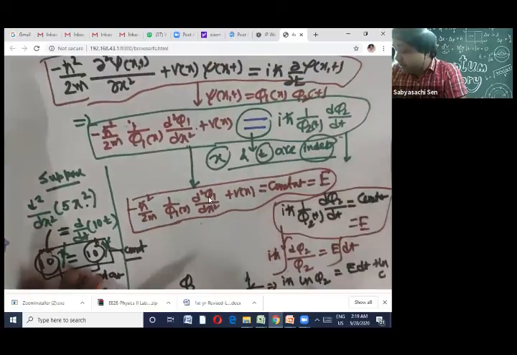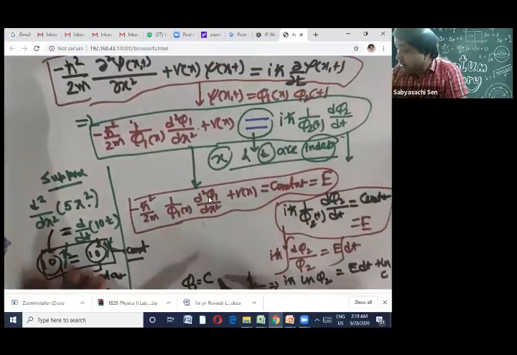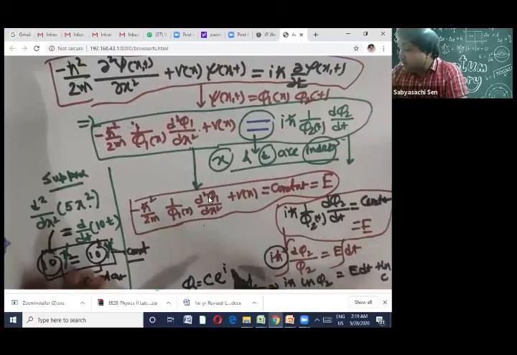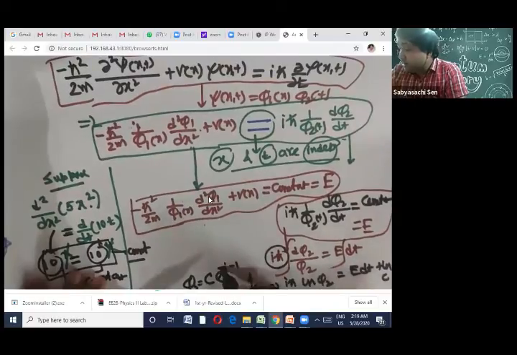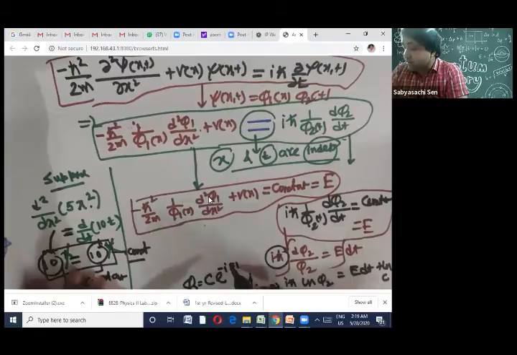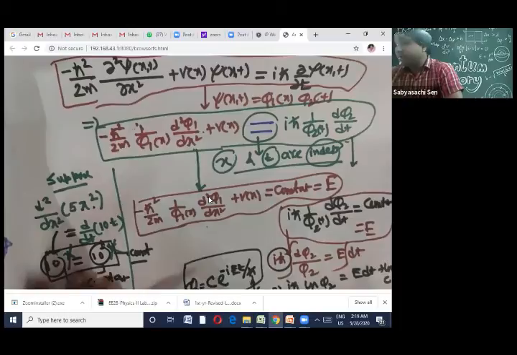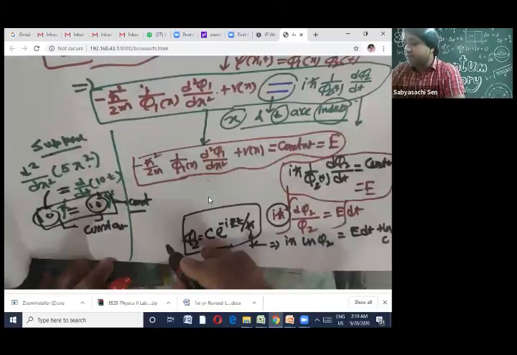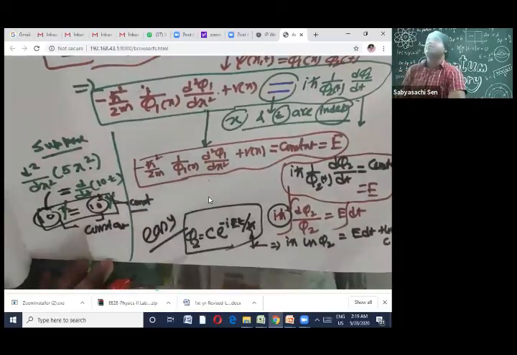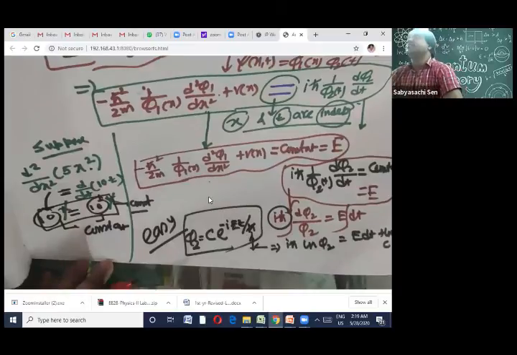Some constant C e to the power i h cut on either side will go, so it will be minus i E t by h cut. So this will be the solution. Now at your age, anybody of you can solve this. It is very easy to solve. So the time part is done.